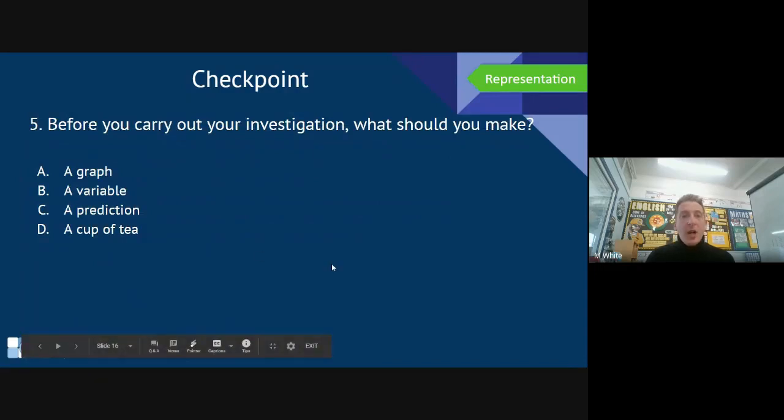Question 5. Before you carry out your investigation, what should you make? A graph, a variable, a prediction, or a cup of tea? I know which one I'd pick, but it's not the right answer. So think about what we were looking at on that yellow sheet, which was called our concept cartoon. What are those teachers doing on there? What are myself, Mr. McLaughlin, Mr. Clark, or Mr. Taylor doing? What are we making? Are we making a graph, a variable, a prediction, or a cup of tea?